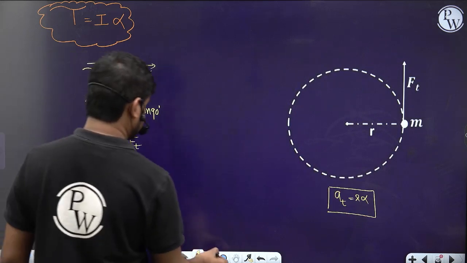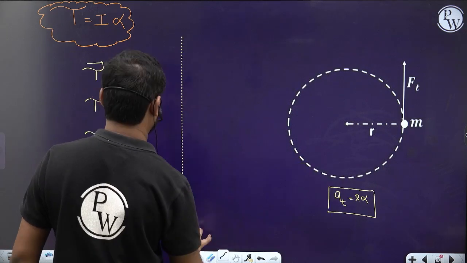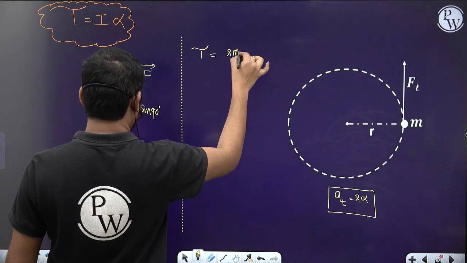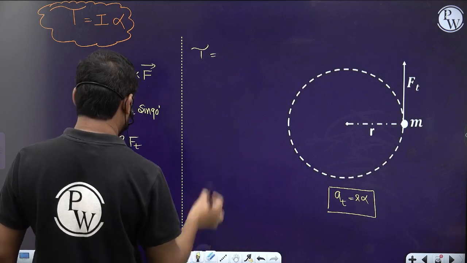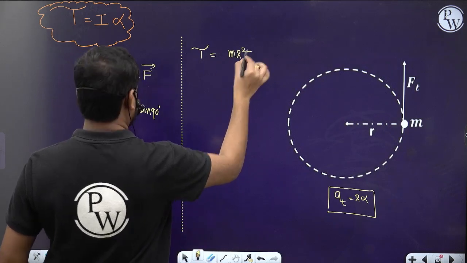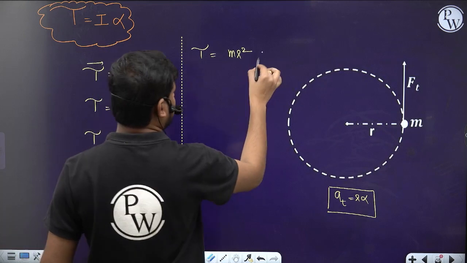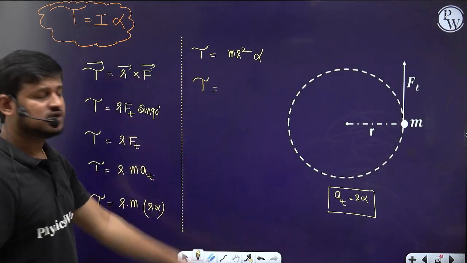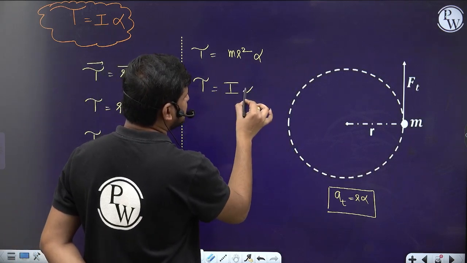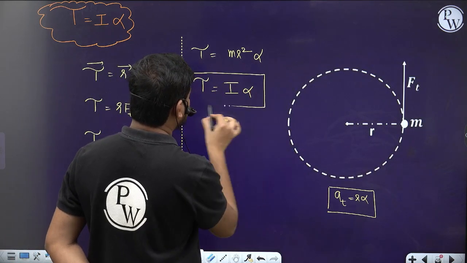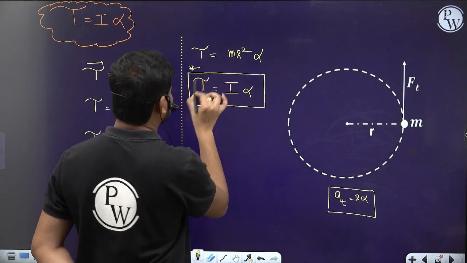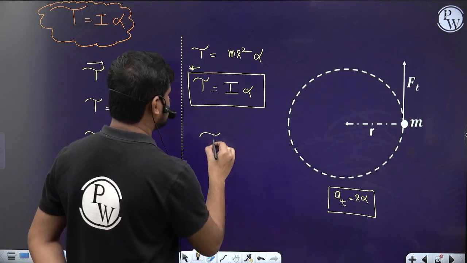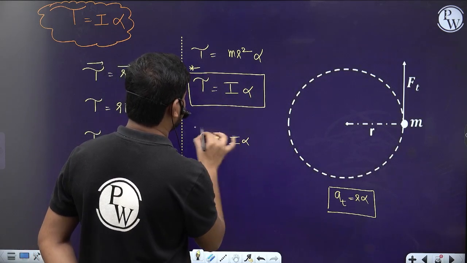So from here I can write tau is equal to R into m into R alpha, that is m R square into alpha. Shall I write here in place of m R square the moment of inertia I? Therefore the torque tau is equal to I alpha. Don't write any vector form, just let it be. So the torque is equal to I alpha, tau is simply I alpha, that's it.